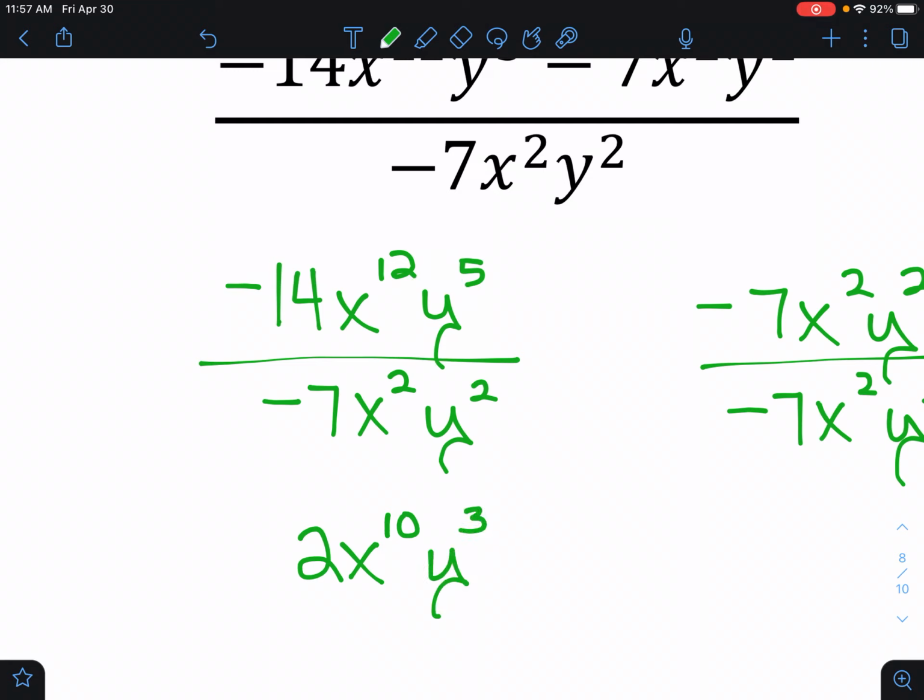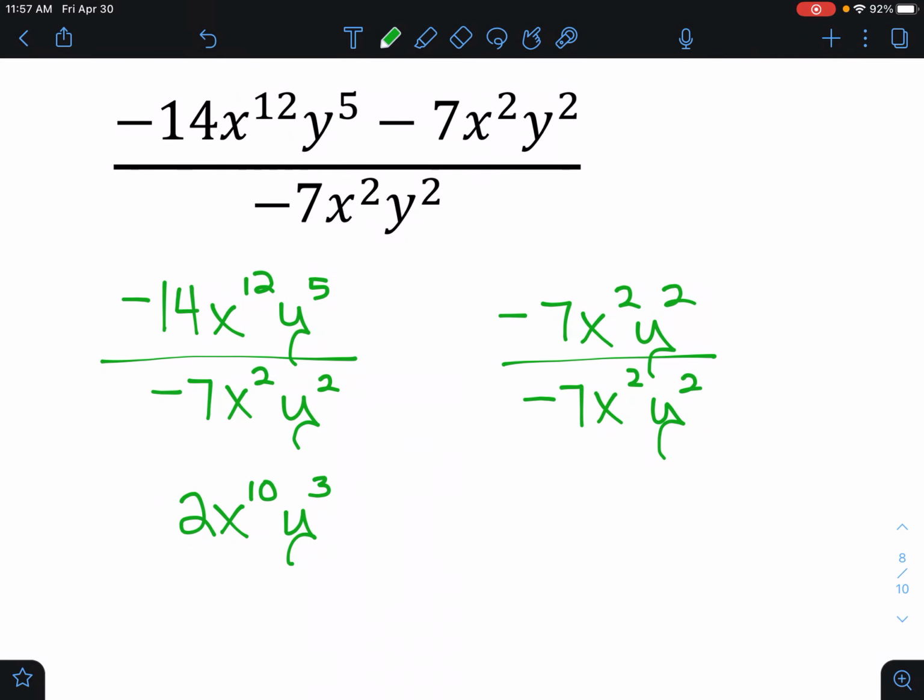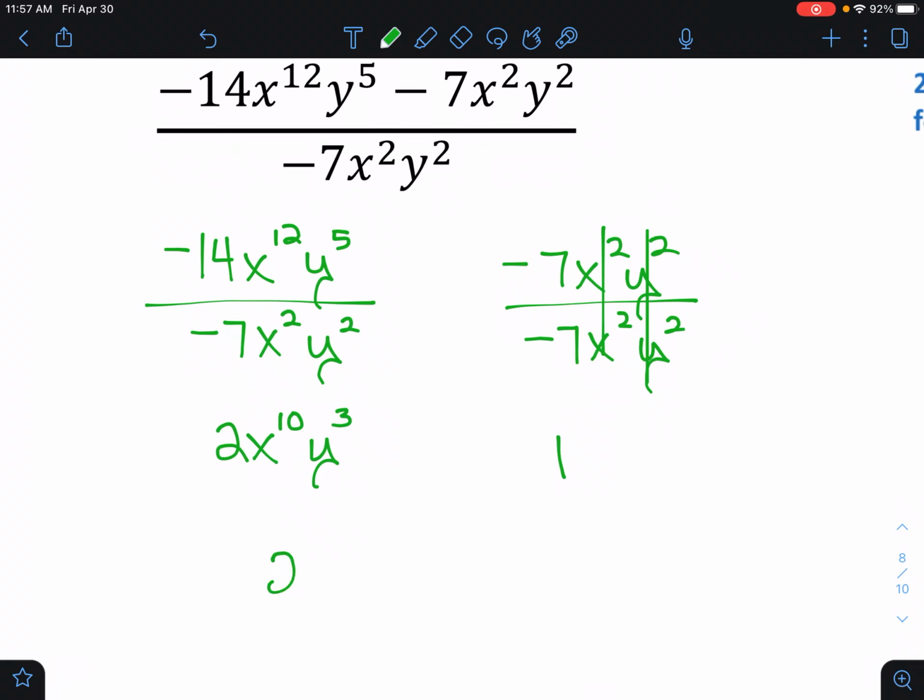Now these are all being multiplied together. This is one term. They stay together. Don't put a plus or minus sign in between that. That's all one term. So now we're going to go to the second grouping. I have negative 7 divided by negative 7 is positive 1. Now I have x squared divided by x squared. Well, that cancels out. That's 1. But I already have a 1 here. I don't need to write another 1. And I got y squared divided by y squared. That cancels out. So now notice I no longer have an x or a y, and I have that 1 already there. So really, this is 2x to the 10th y to the 3rd plus 1, and that's in standard form.